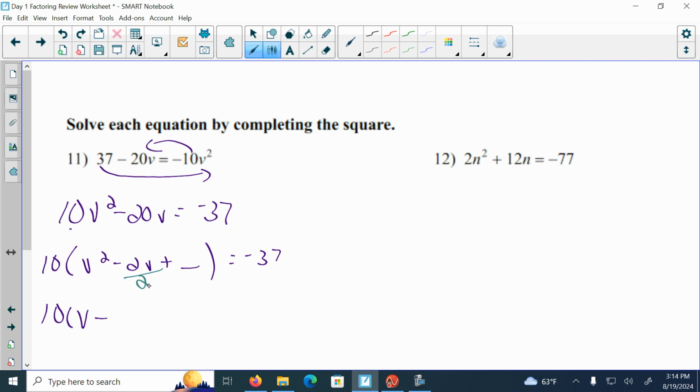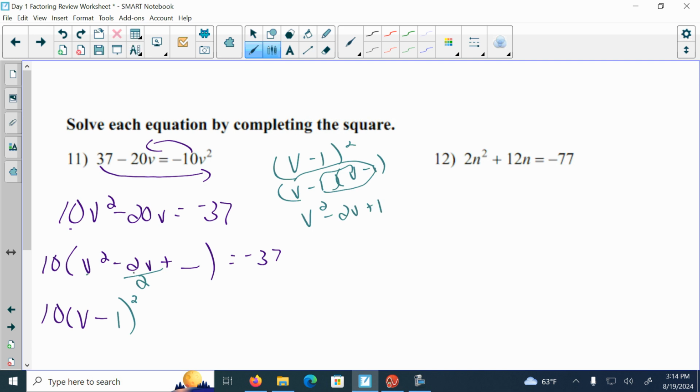Divide by 2. So 2 divided by 2 is 1. Notice it's b minus 1. It's not b squared. It's not 1b. It's b minus 1 squared. Because if I take b minus 1 and square it, it'd be b minus 1 times b minus 1, b squared. When I do the outer and the inner, I'm going to have minus 2b plus 1.